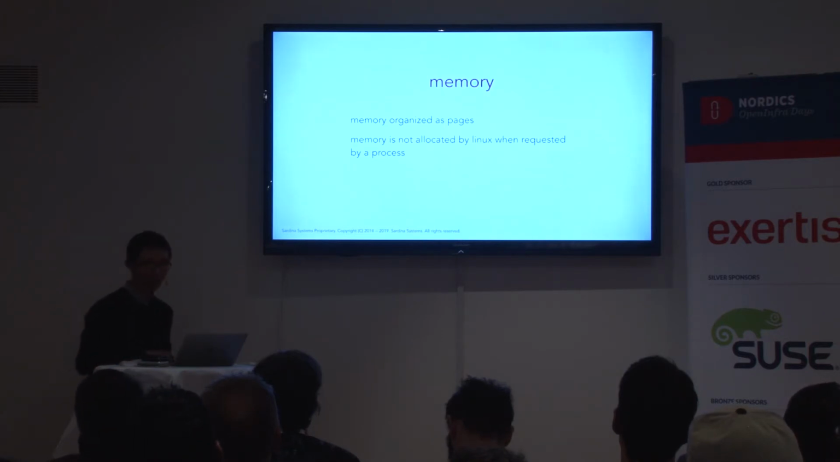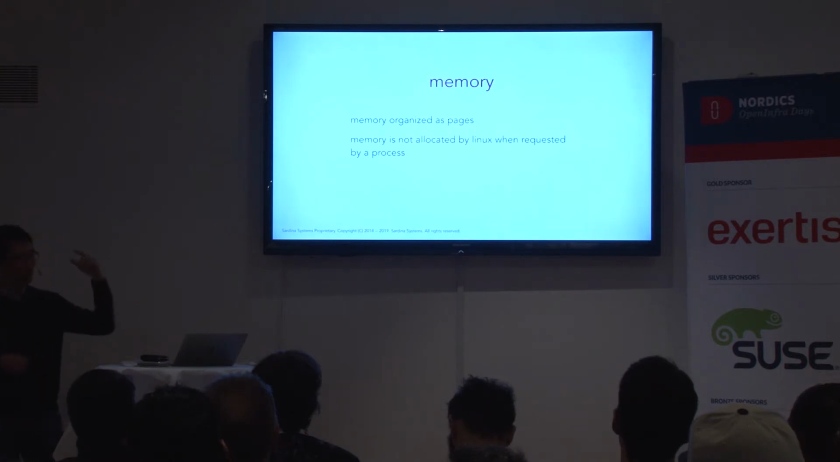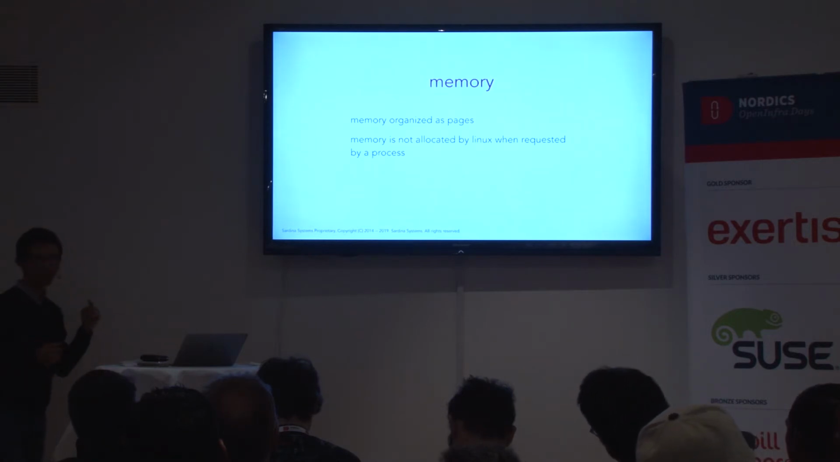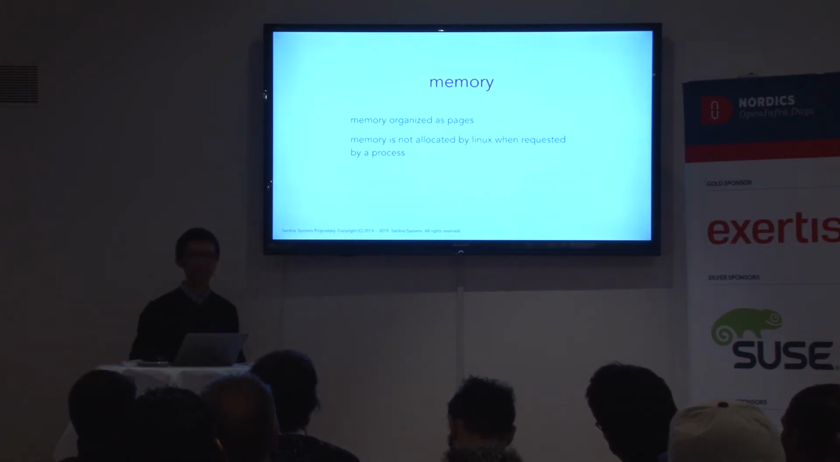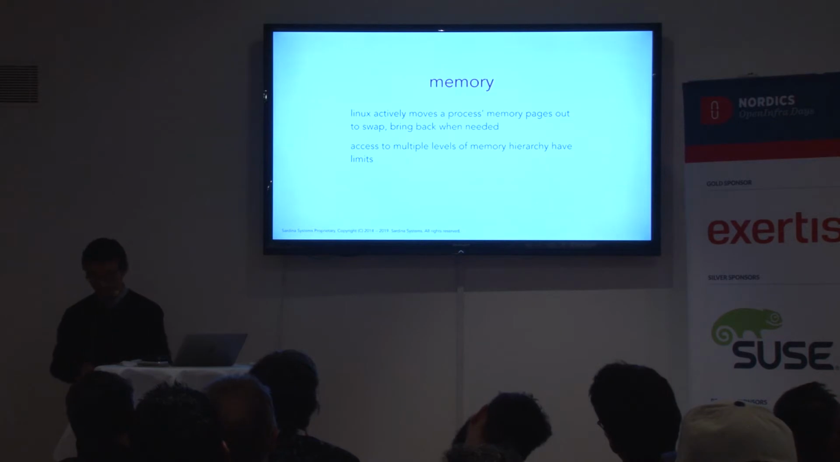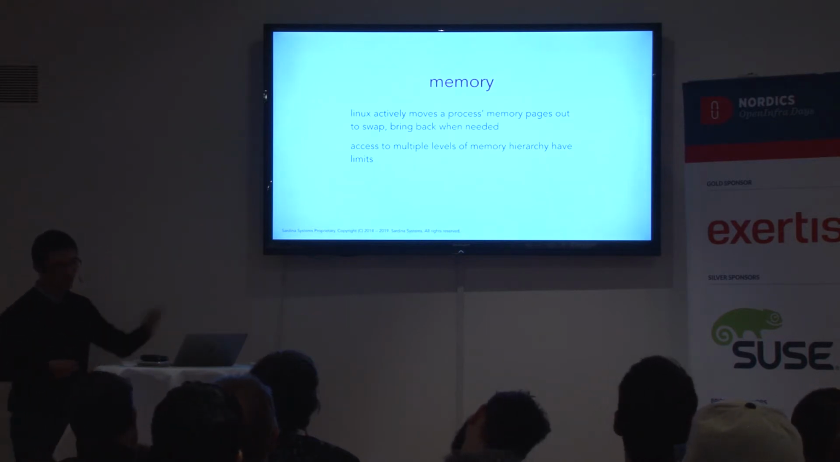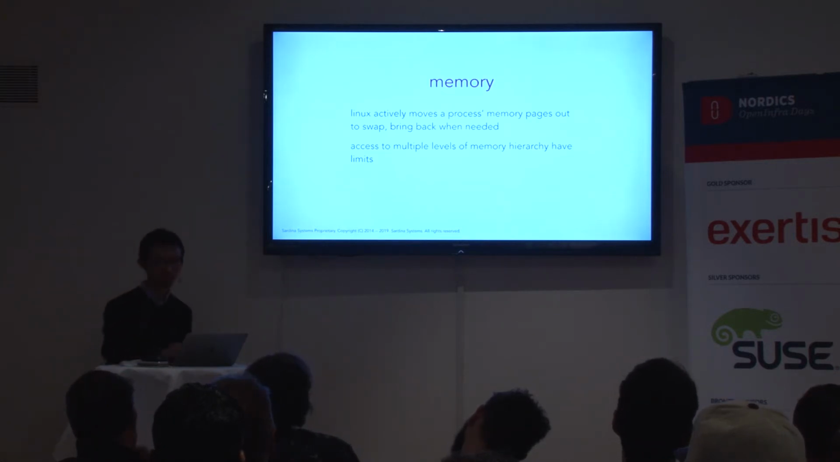Another thing is that when memory is requested by a process, it is actually not allocated. This is the reason why you can do a malloc of 4 gigs and not get a null return, even though the machine actually has 1 gig of memory. And another thing is that the kernel will actively move pages back and forth between memory and swap, and then it tries to balance the system. Yes, I know I'm simplifying this.